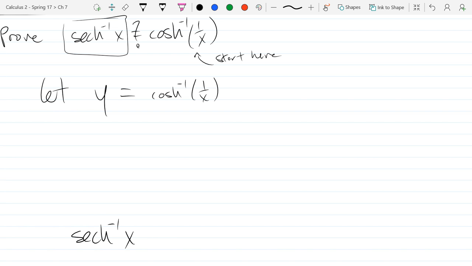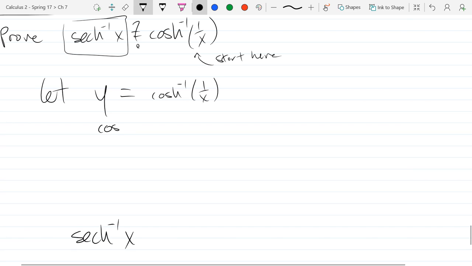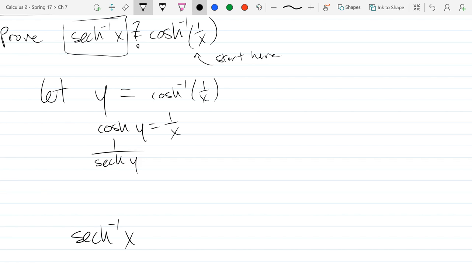So let's get started. I'm going to move hyperbolic cosine to the other side. So what I want to get is secant hyperbolic. How do I turn cosine hyperbolic into a secant hyperbolic? We don't have to worry about inverses at the moment. What's that? The definition. So, yeah, hyperbolic cosine is 1 over hyperbolic secant. So I'm going to use basically the definition right there. So it's 1 over sech hyperbolic y.